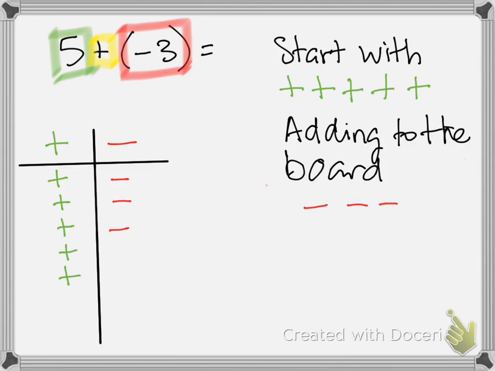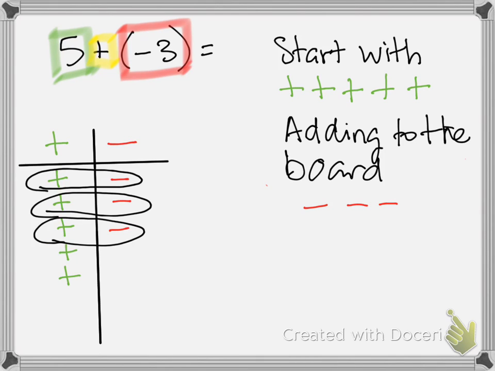I will make a note that when I put these on the board, I tried to be really careful to line up my positives and my negatives, so it would be a lot easier to see what matches. Okay, so here are my 3 0 pairs. Because these are 0, I can just get rid of them. And what am I left over with? I have 2 positives left over, which tells me that my final answer is positive 2. And that's it.